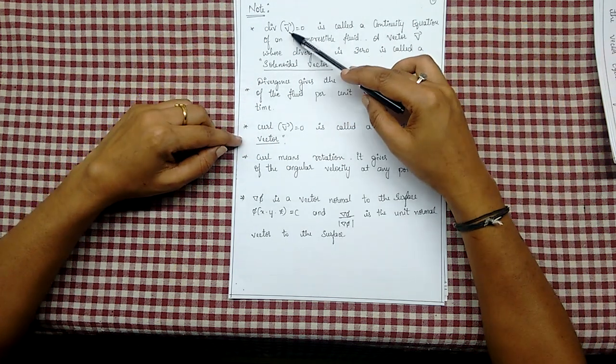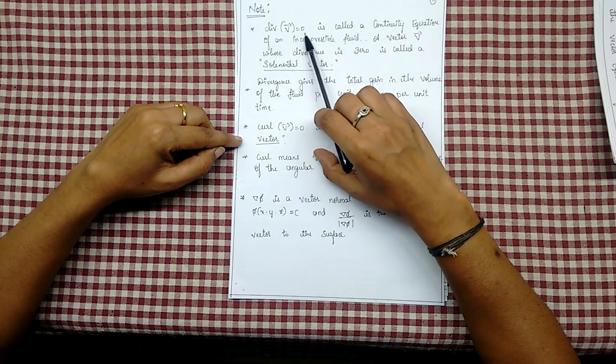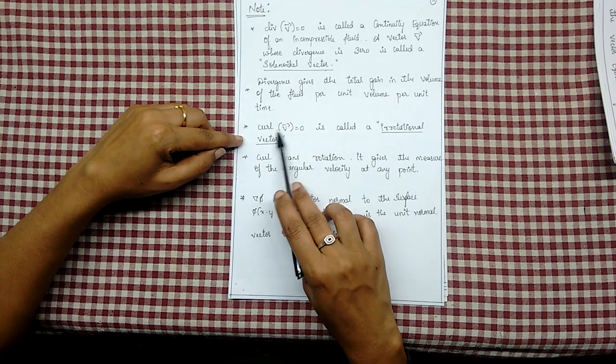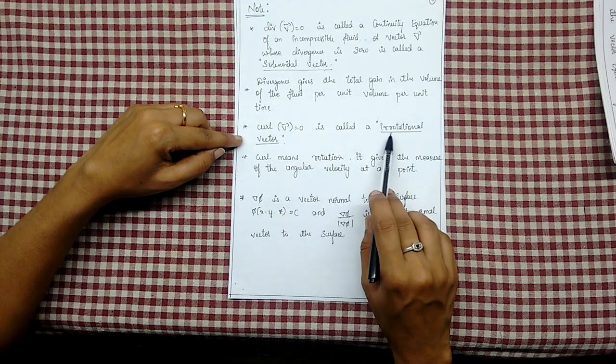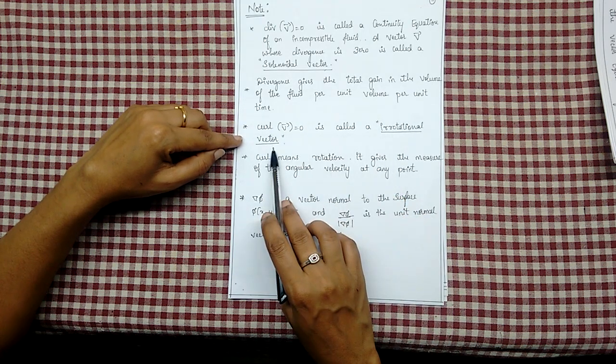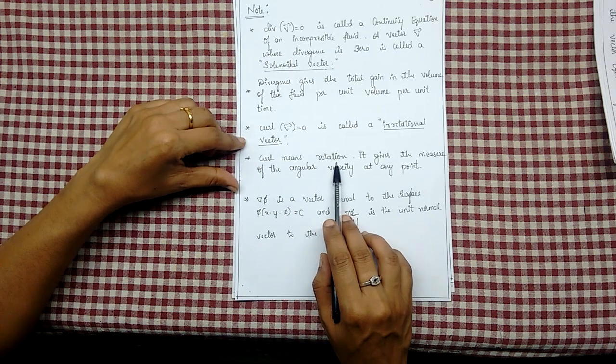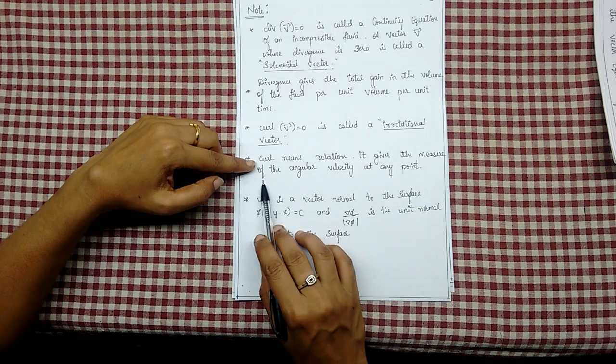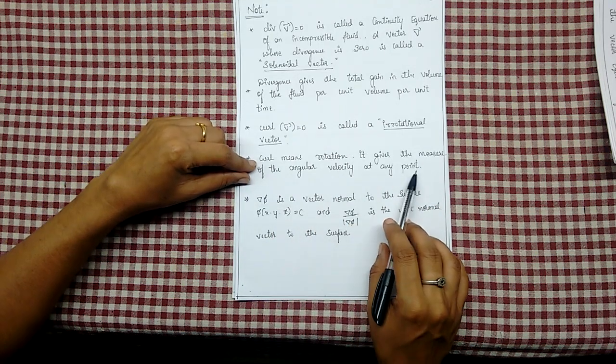For a given vector v, if you find the divergence of that and it is equal to 0, then it is a solenoidal vector. For a given vector v, if you find the curl of vector v and it is equal to 0, then it is an irrotational vector. Curl means rotation. Usually the physical meaning of curl is rotation. It gives a measure of the angular velocity at any point P.